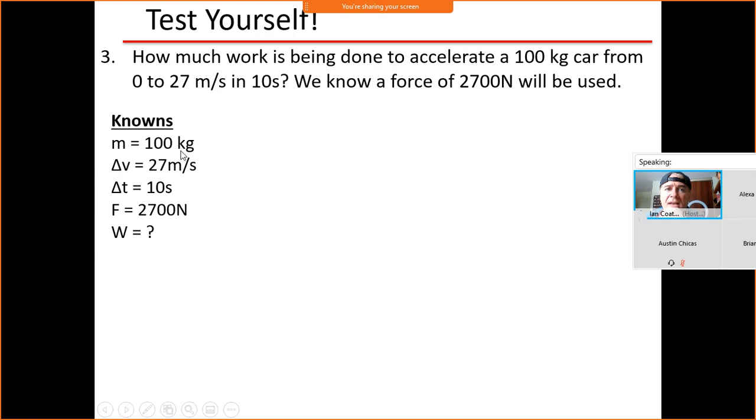So I got a mass of 100 kg. I got the change in velocity, which is from 0 to 27. So you remember V2 minus V1, if we need it. So our change in velocity is 27 meters per second. I got change in time. If we need this, who knows? Maybe we won't need it. We know that a force of 2,700 newtons will be applied. And what are we looking for?